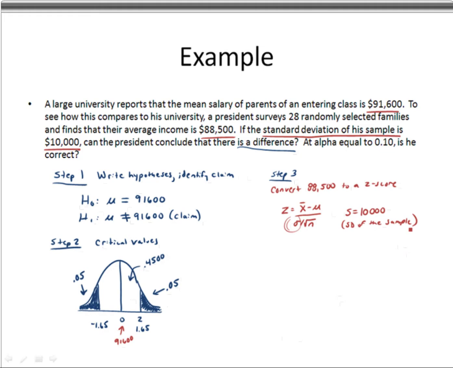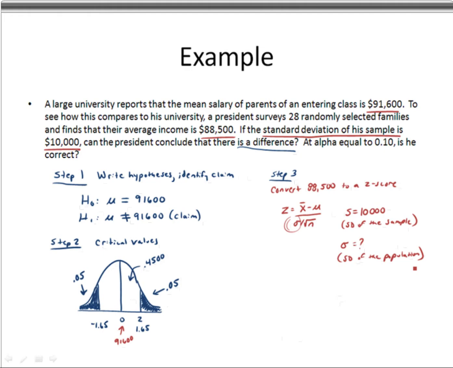What I do not know is the sigma, which remember is the standard deviation of the population. And so we come to a stopping point with this problem in that we really can't proceed with it because we don't have the information that we need. And so we have to look at an alternate approach.